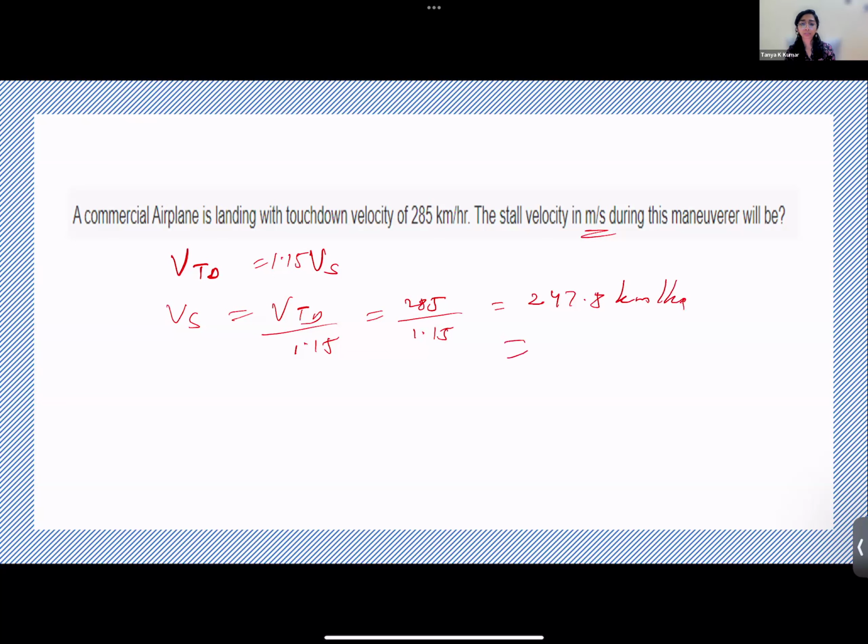So how do you convert it to meter per second? What is the answer in meter per second? It's 68.84 meters per second. Okay. Yeah, perfect.